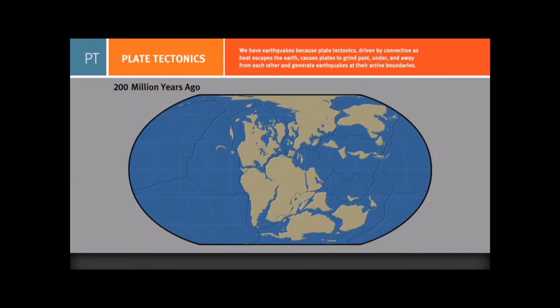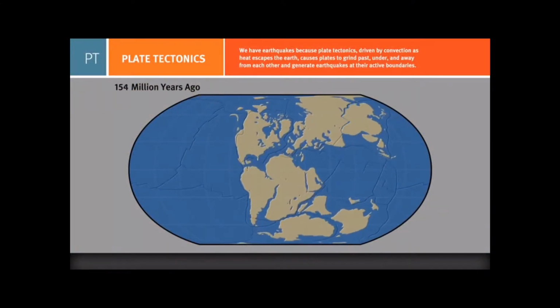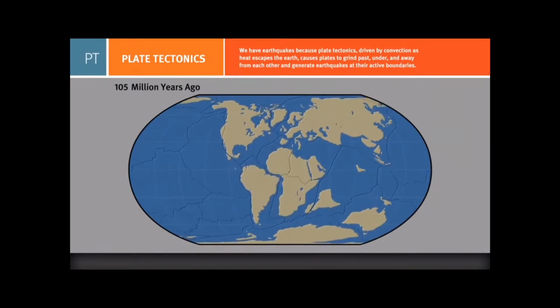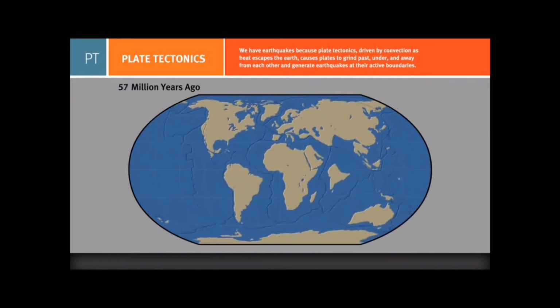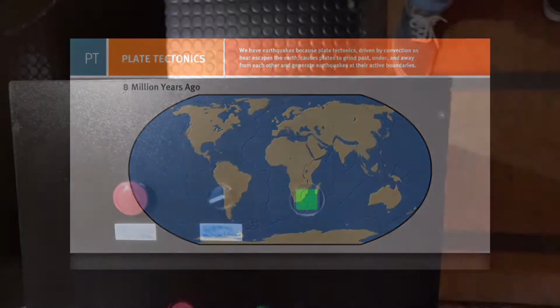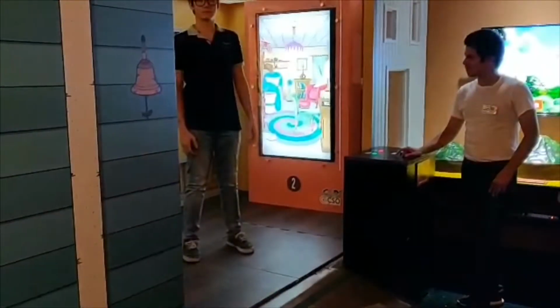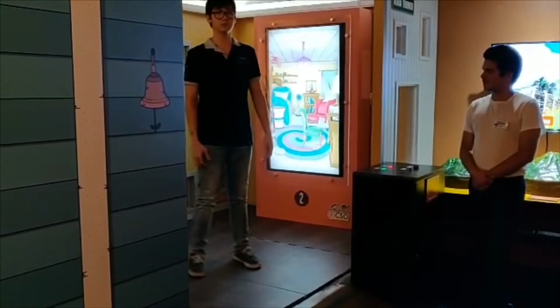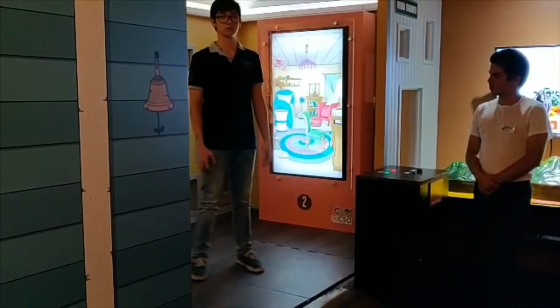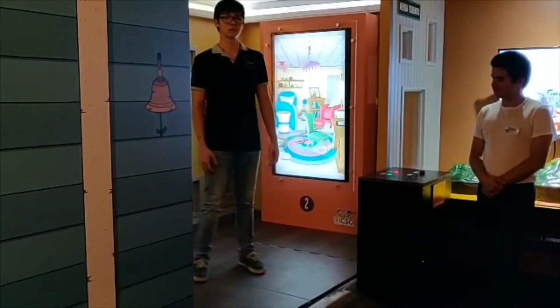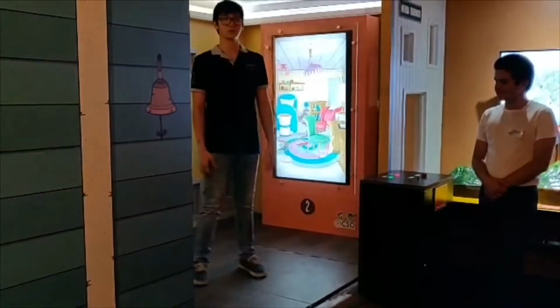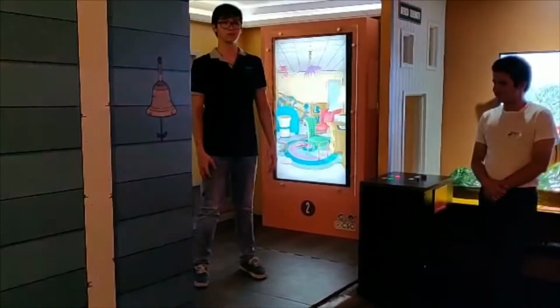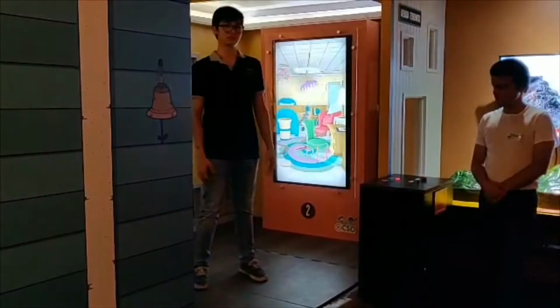Here we can see a simulation of how the Earth formed 200 million years ago. Plates break apart and move around, arranging themselves into the continents that we know today. Here we can see an earthquake simulation. It starts by pressing the green button. A person needs to stand on the platform, which simulates the tectonic plate, and then it starts to move. In the background we can also see how the things fall apart.